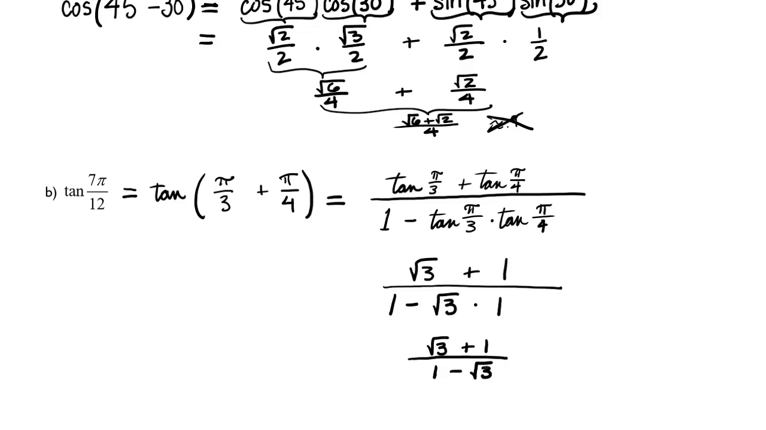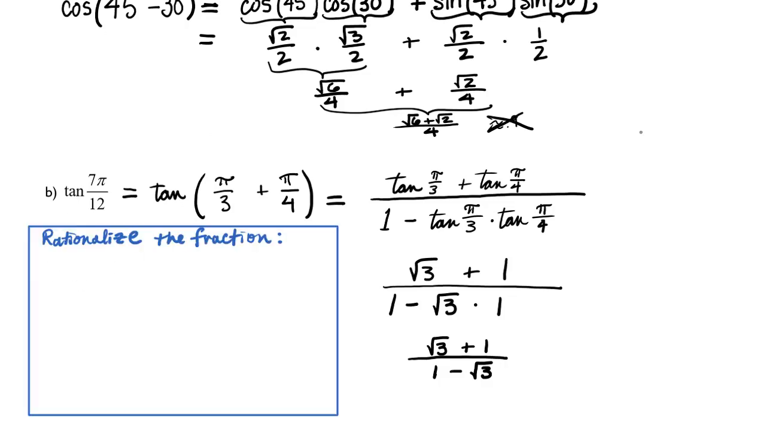Since this can be simplified further, it will look so much better if you rationalize it. We're going to go ahead and rationalize it. So over here on the side, I'm going to make a little box. So we're going to rationalize this fraction. We have root 3 plus 1 all over 1 minus root 3. So we're going to multiply by the conjugate. That will be 1 plus root 3.